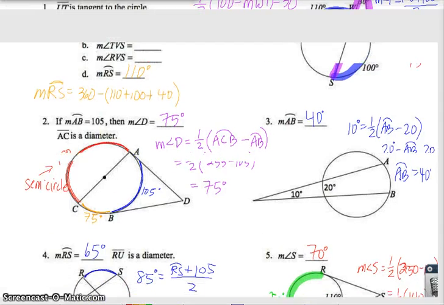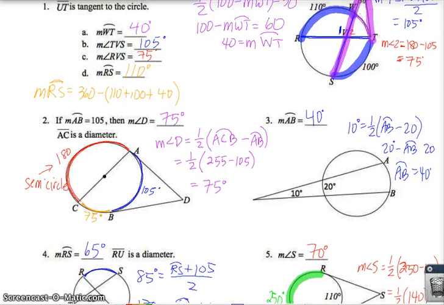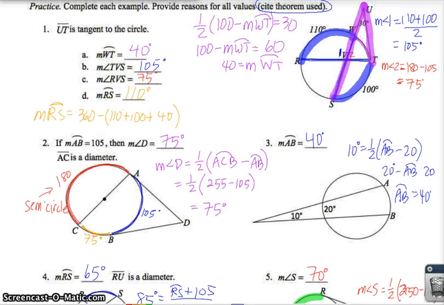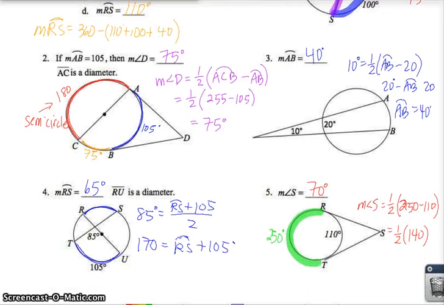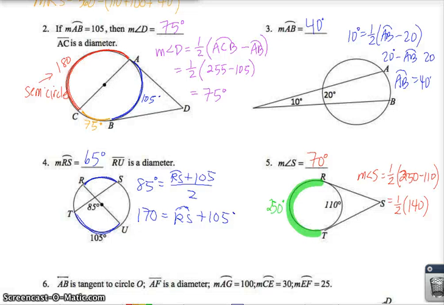Okay, again, if you're not understanding, you need to ask me questions during class. Okay, moving on to 2 and 3. Here you can see the work. Again, I tried to color coordinate to help you so you could see the different parts. Which theorem are we using? That's what you're trying to figure out.